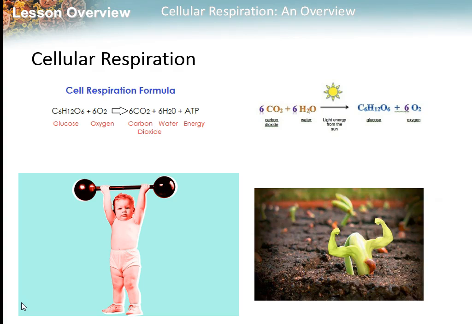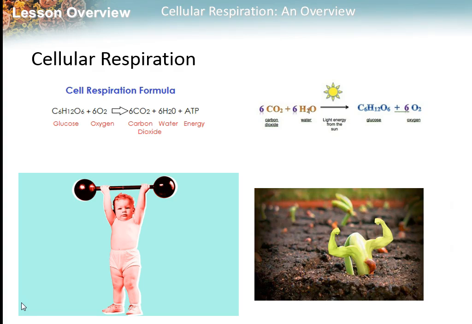Previously, when we talked about photosynthesis, we noted that carbon dioxide and water were put together with the energy of the sun to make glucose. That sun energy was actually stored in that glucose molecule, which means that when I eat that glucose molecule, I can unharness the energy that was stored inside of it if I do it correctly.